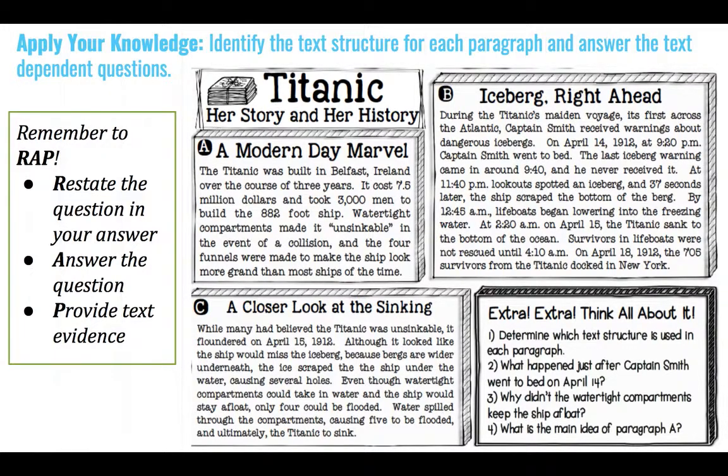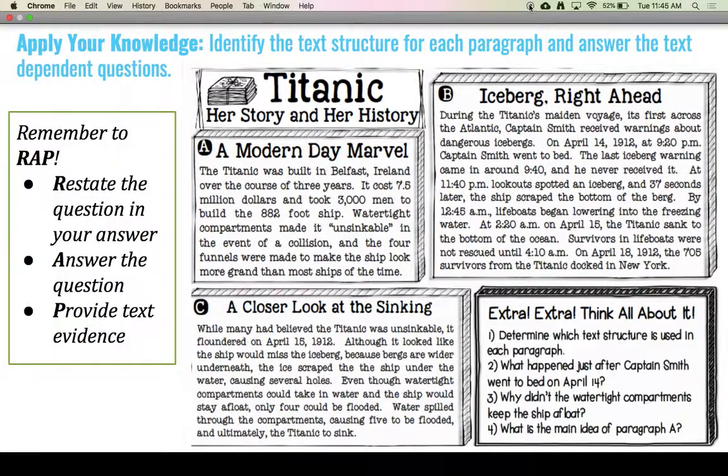Your work today is to read this 3-paragraph nonfiction text, Titanic, Her Story, and Her History, and then identify the text structure for each of the 3 paragraphs and answer the 3 text-dependent questions. You have a PDF of this article available to you, and depending on your homeroom teacher, you might be asked to type your answers into a Google Doc for easier sharing. You've got this. Good luck. We'll check our answers tomorrow.